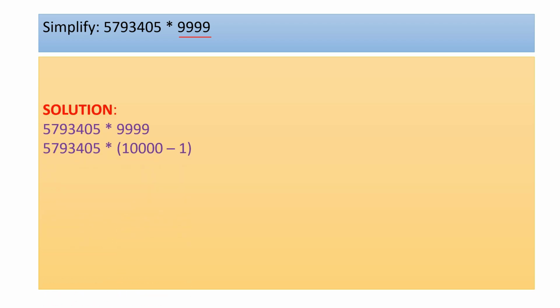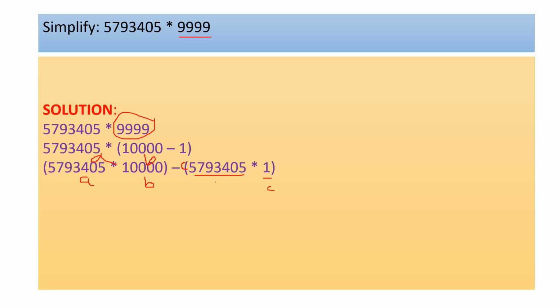Let's see some more examples. The first problem is 5793405 into 9999. Here they have given 9999. So first we have to restructure the given equation. We can restructure 9999 as 10,000 minus 1. Now it is in the format of A into B minus C. So we know the equation A into B minus A into C. Here 5793405 is in the place of A and 10,000 is in the place of B, and here it is A again and 1 is in the place of C. So we have expanded the equation and we can find the answer easily.